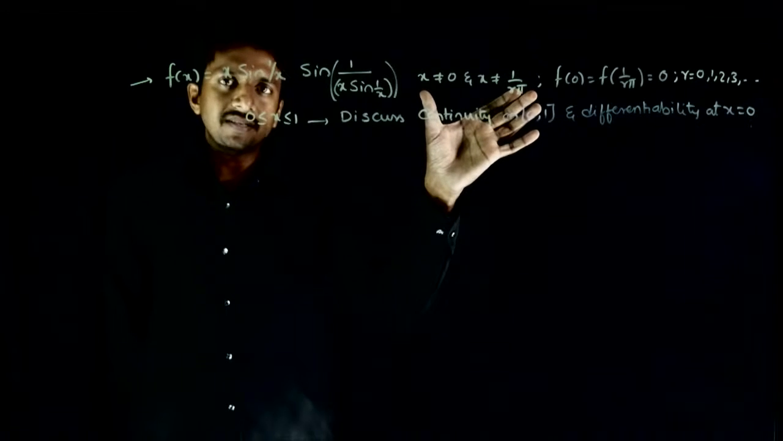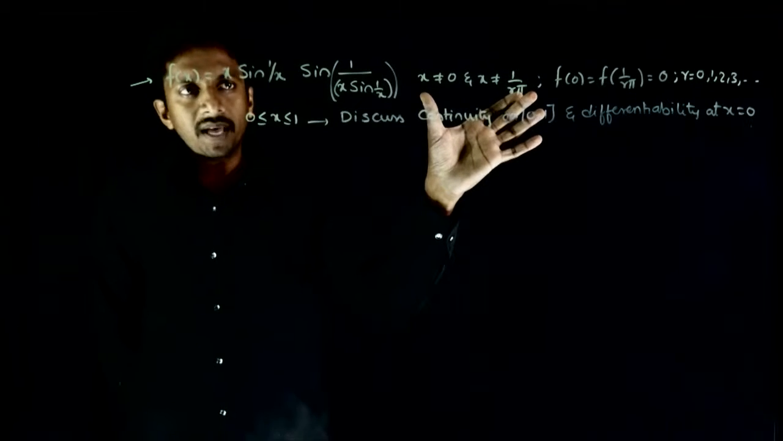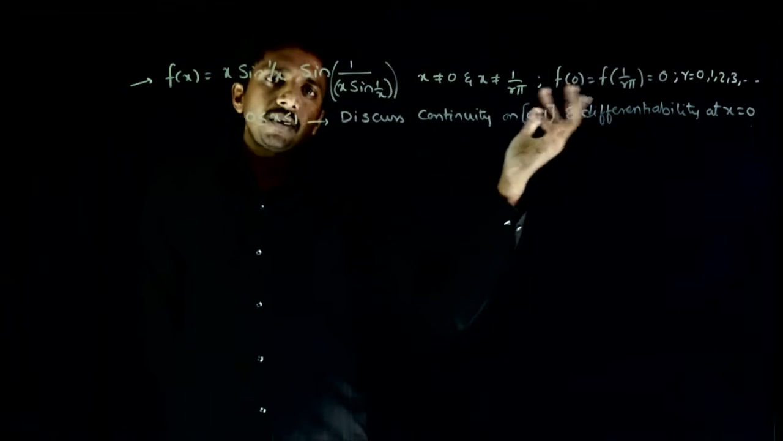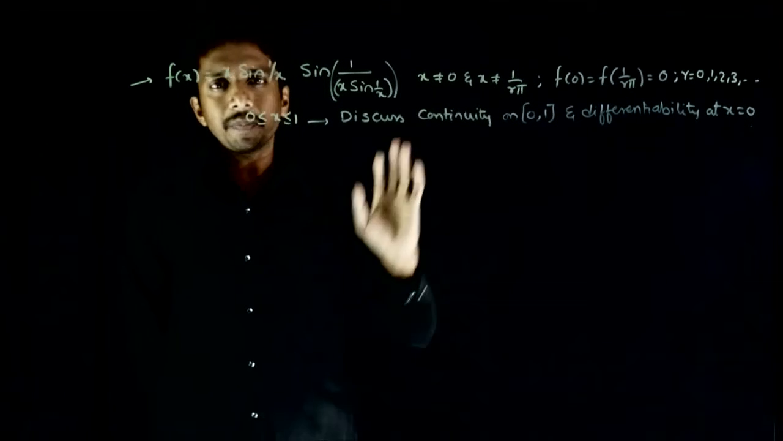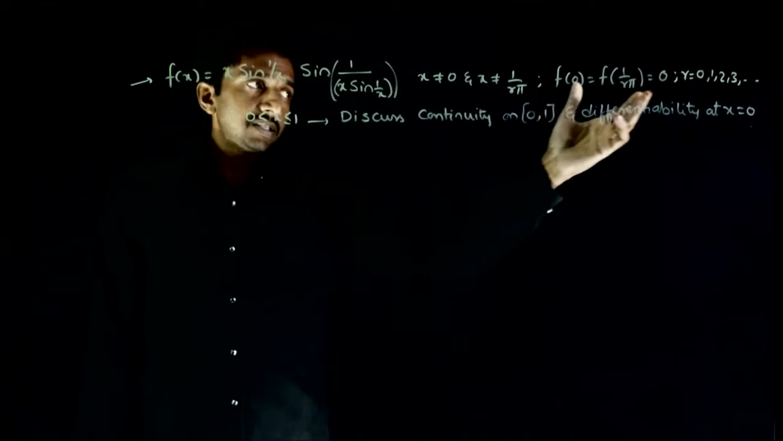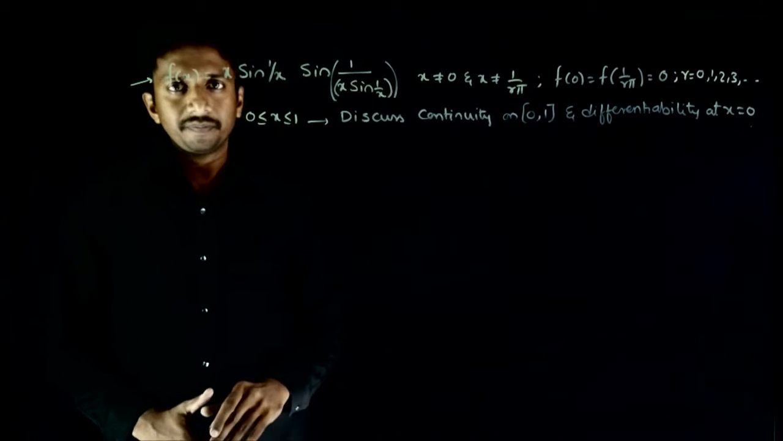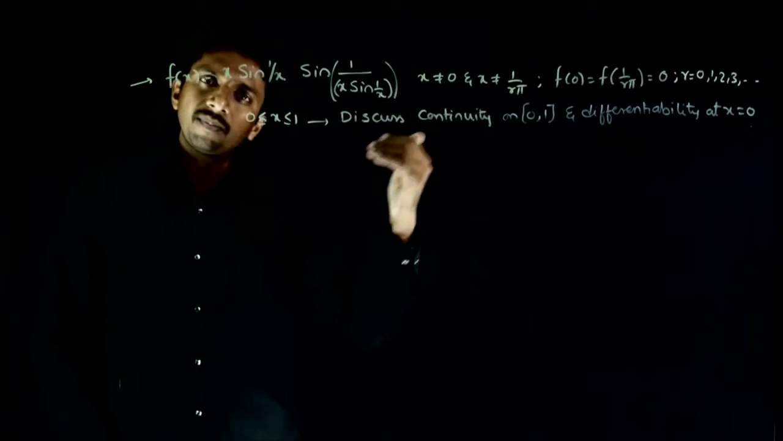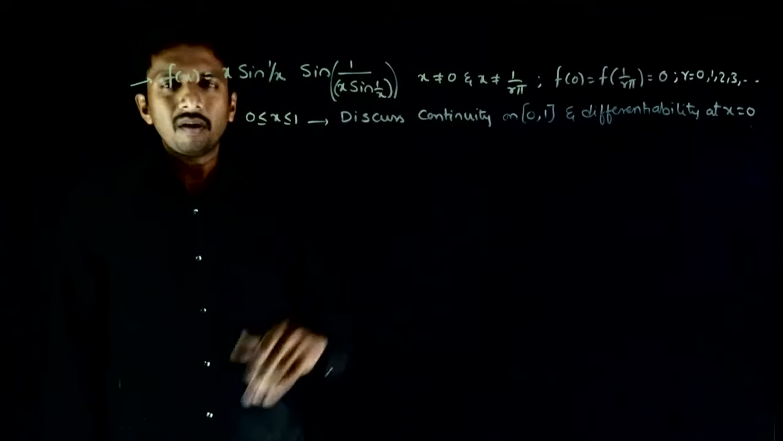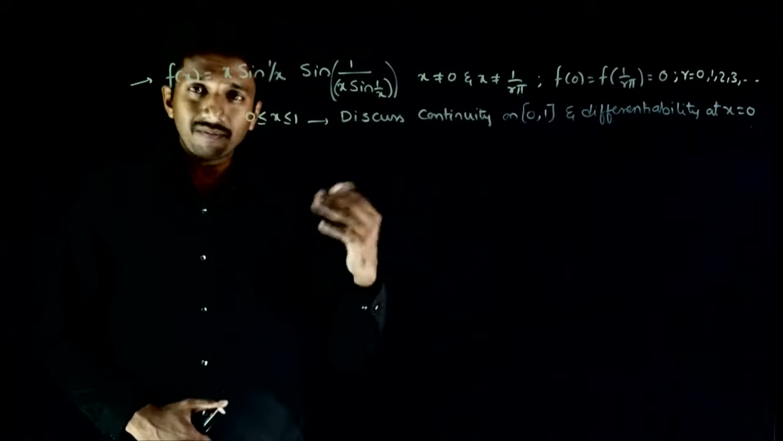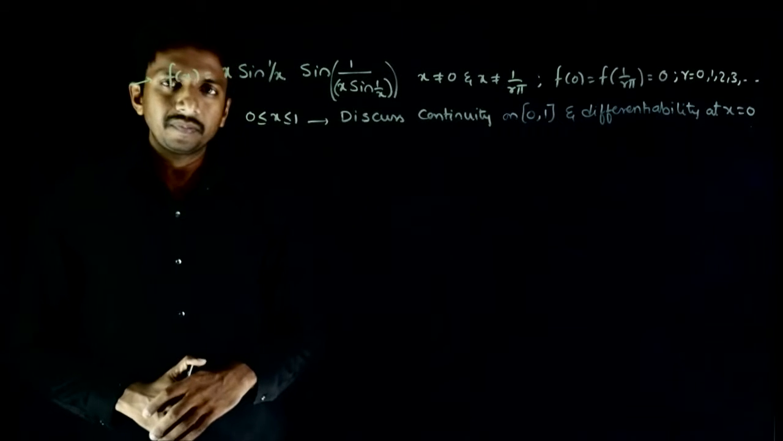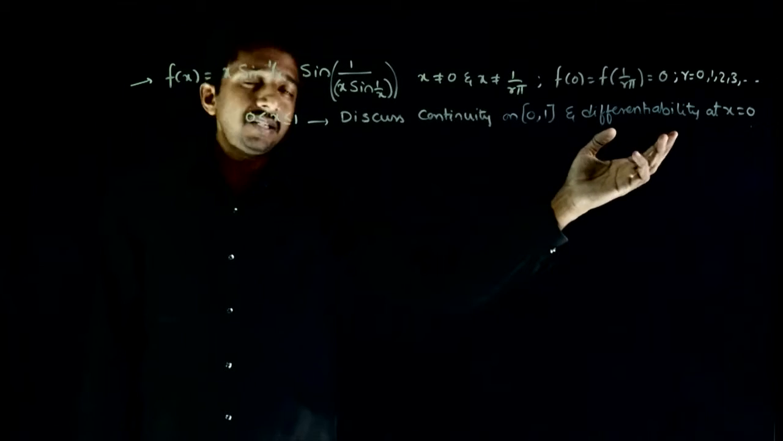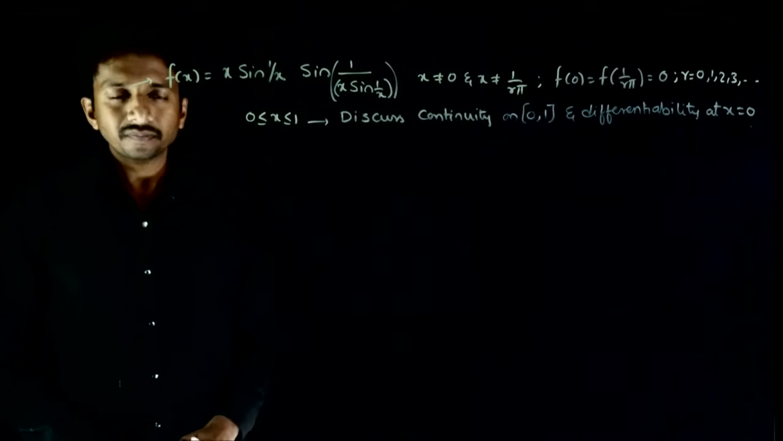So unless x is equal to 0 and x is equal to 1 by r pi, f of x का वैल्यू ये है. When x is equal to 0 or 1 by r pi, the function value is separately defined as 0. ठीक है, r can be 0, 1, 2, 3 जो भी. इसका मतलब 1 by pi, 1 by 2 pi, 1 by 3 pi, 1 by 4 pi, so on. All the values of 1 by r pi पे the functional value is equal to 0. And you are asked to discuss the continuity between 0 and 1 and differentiability at x equal to 0.